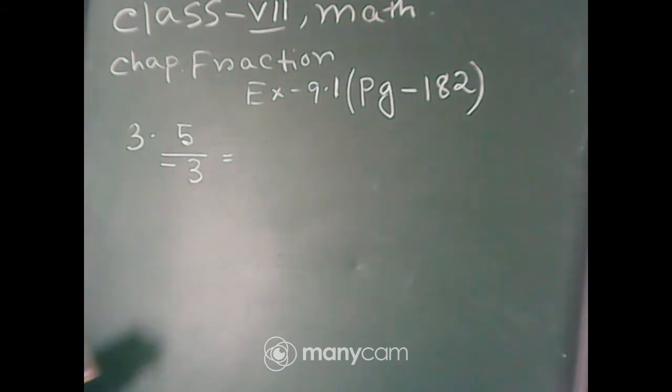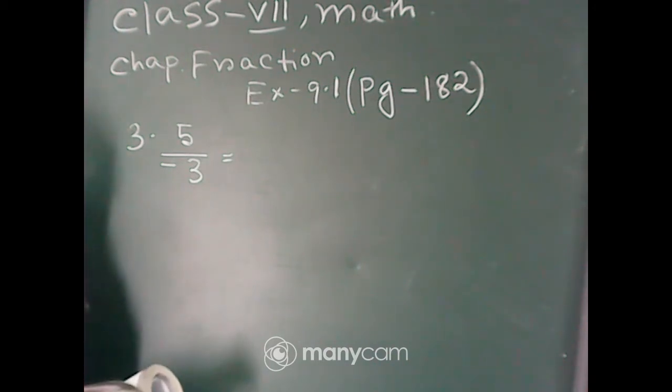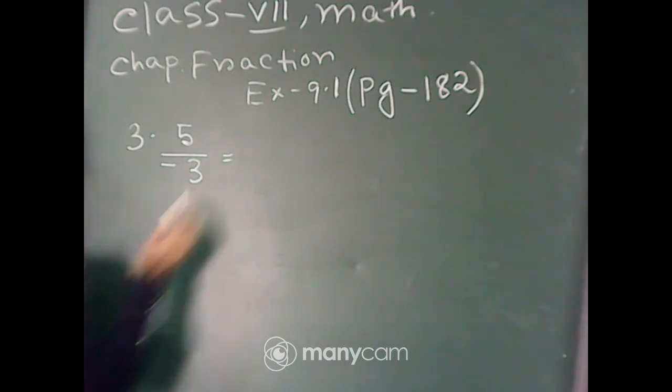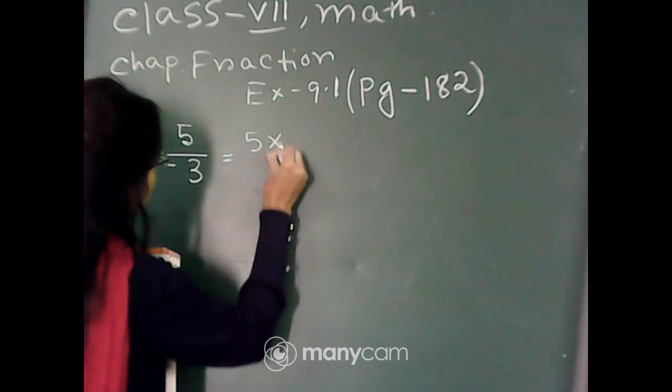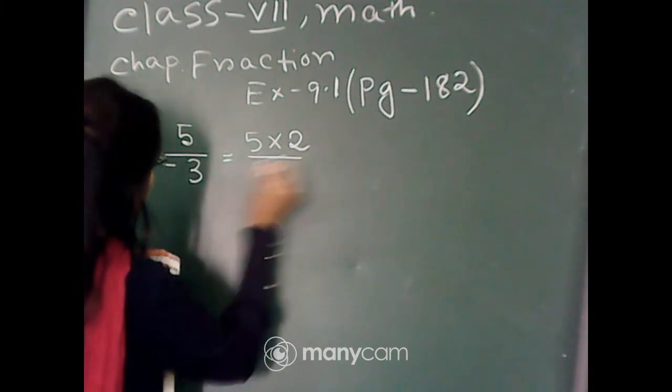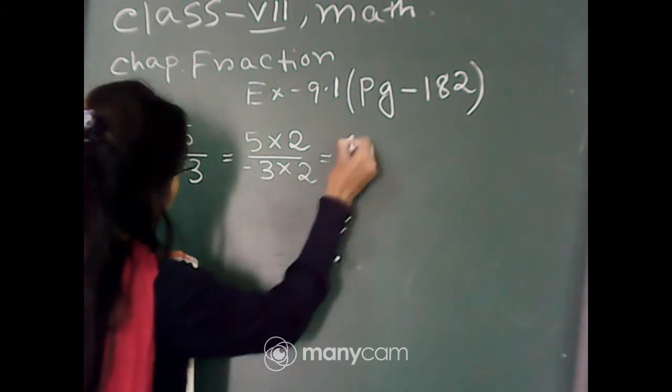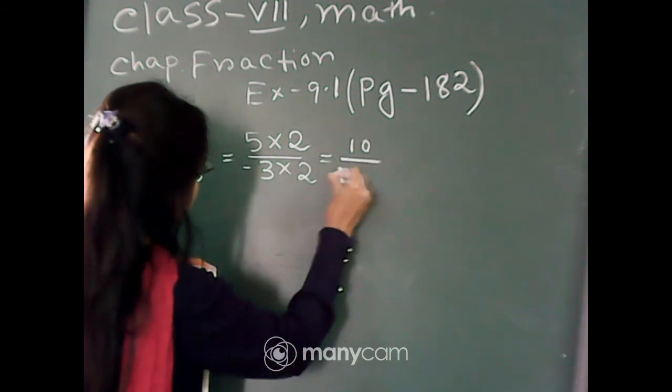We know that multiplying both the numerator and the denominator of a rational number by the same non-zero integer, we obtain an equivalent rational number. So, first we multiply both the numerator and the denominator by 2, and we get 10 divided by minus 6.